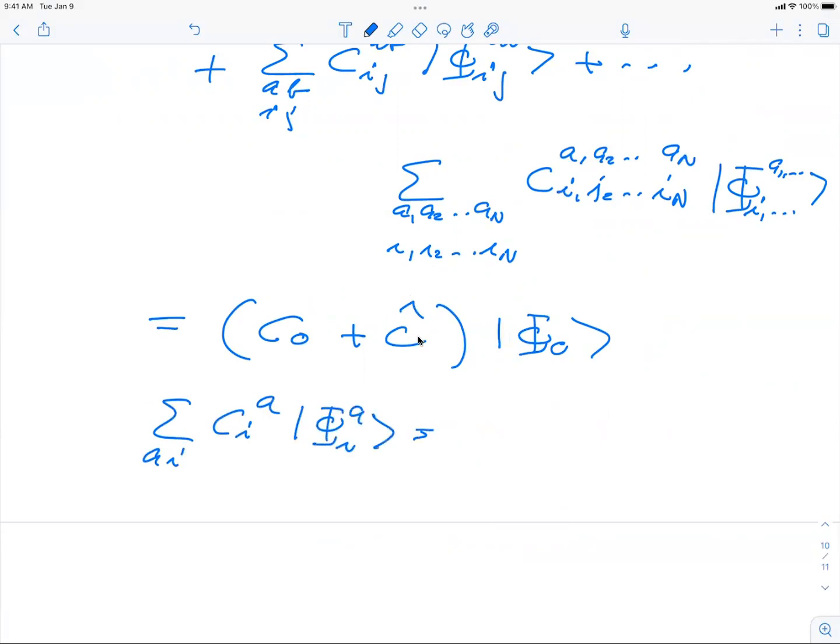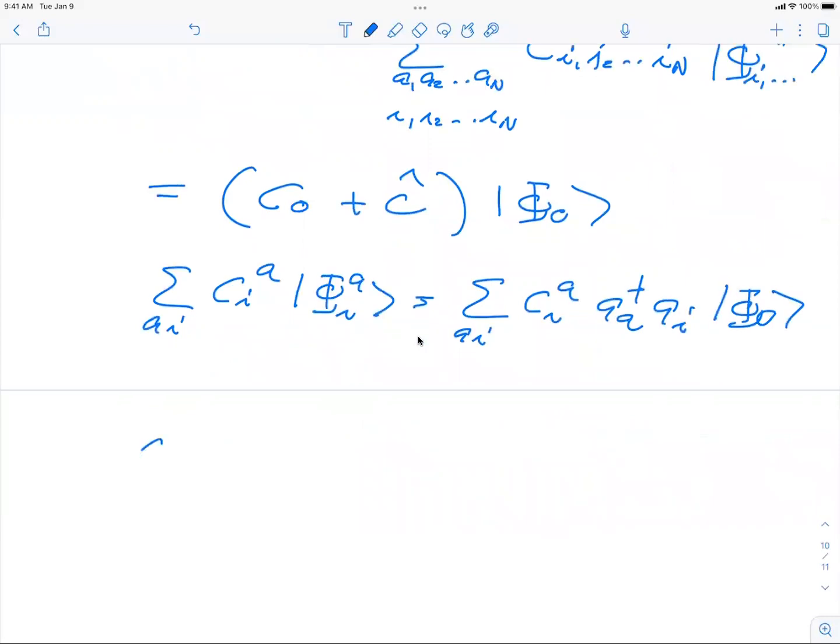So if you now look at one of these terms, the sum over A, I of CIA times phi I A, this is actually given by CIA, which is a constant, and then A dagger A, A I, acting on phi 0. So that means that these terms which you see here can actually be rewritten in terms of a constant, the ansatz for the ground state, multiplied with a chain of creation and annihilation operators. And that's why I write this C here as a hat. So this quantity, this C hat here, is normally called the correlation operator.